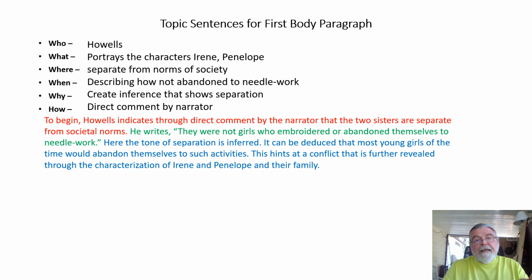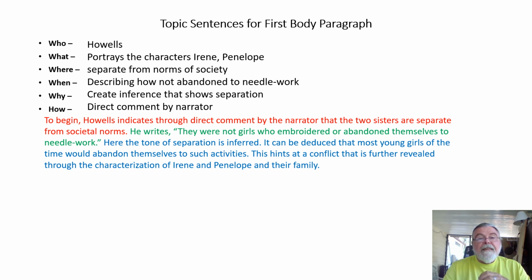And I did the who, what, where, when, why, and how, but it just quickly went into an example and a comment right away. When that happens, great, go with it. So to begin, Hawthorne indicates that through direct comment by the narrator that the two sisters are separate from societal norms. Okay, that's my topic sentence. Now I'm going to look for specific examples and comment on those examples.